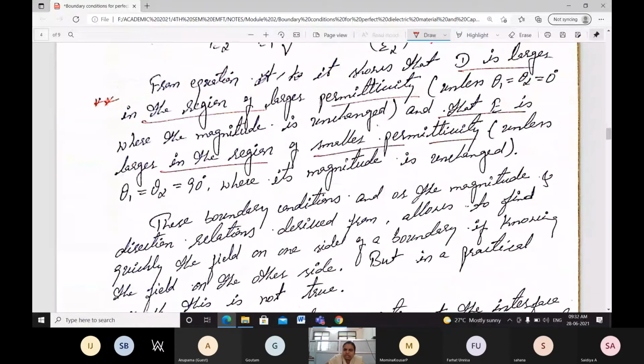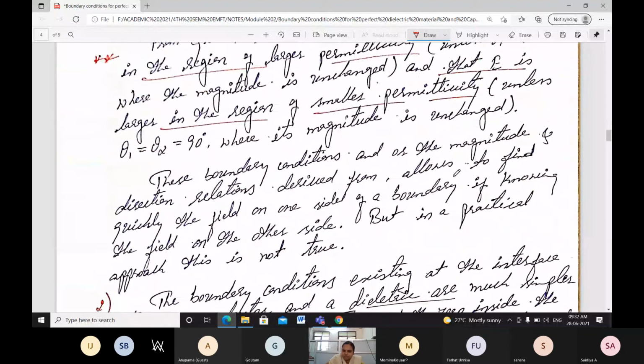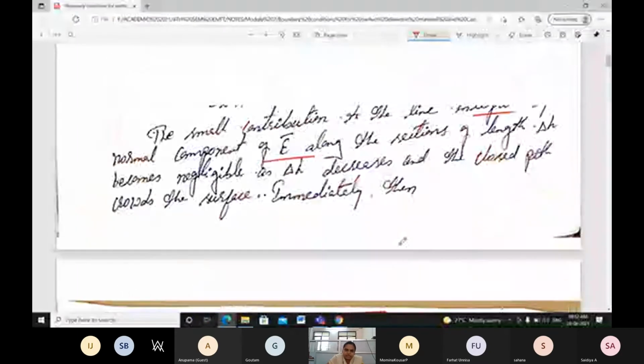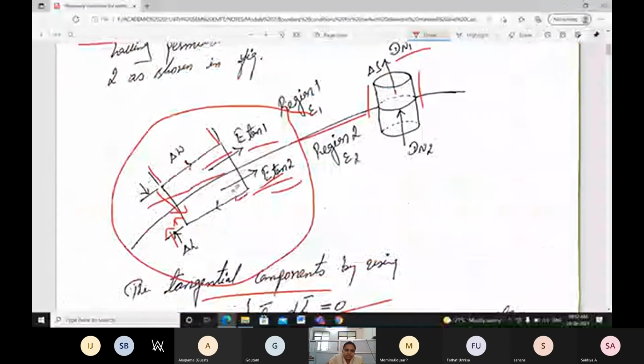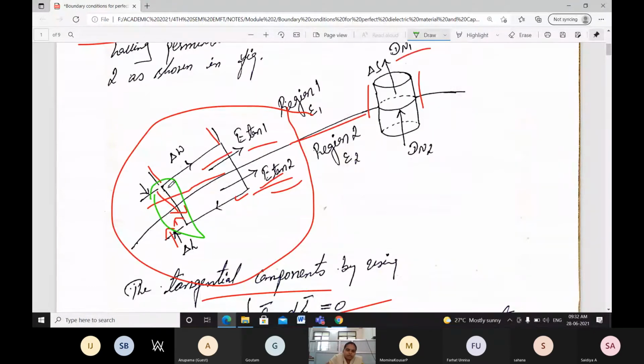These boundary conditions and our magnitude and direction relations are derived from the equations we took previously. They will give a quick result for any boundary we take. The condition here concerns the surface area taken. Either in the first case, what is the surface area of this part, or else the surface area when there are different dielectric mediums.